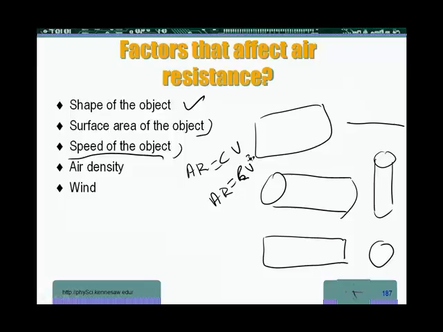But the interesting part here, in both of these cases, is that if your velocity is 0, you have no air resistance. And of course, air resistance is due to air, so air density is going to play a factor. The denser the air, the more air resistance an object is going to experience. Wind is going to affect the way an object moves through air resistance, but usually we treat it separately. I just added it here for completeness.